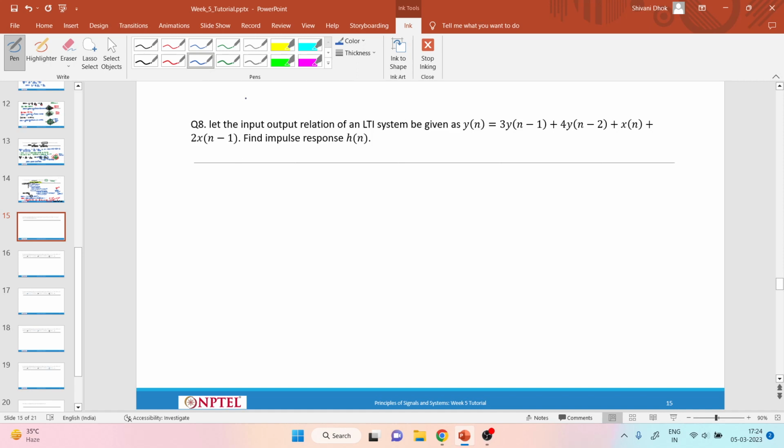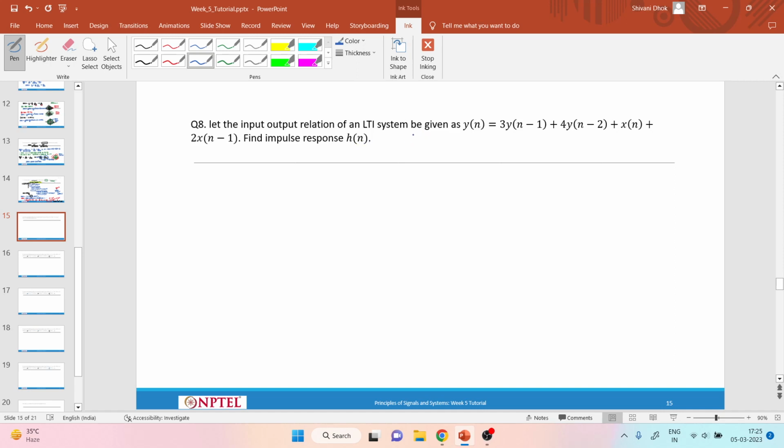Okay, if there are no further questions, let us look at the next question. So here I have been given an input-output relation of an LTI system where y of n is equal to 3y of n minus 1 plus 4y of n minus 2 plus x of n plus 2 times x of n minus 1. Now we need to find the impulse response h of n.